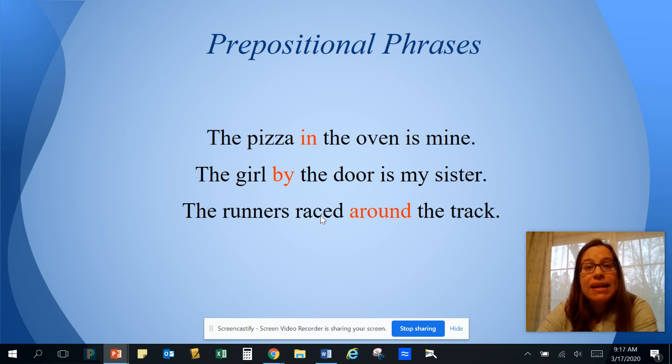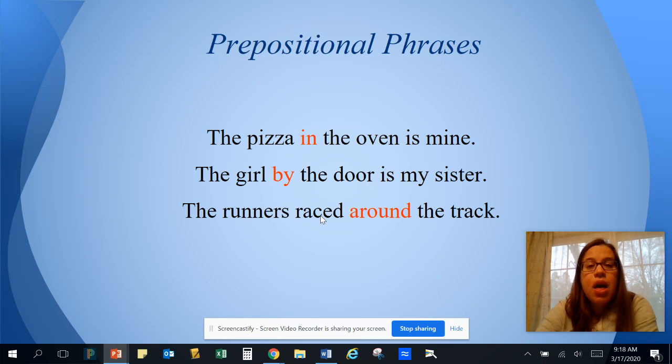Prepositional phrases end with a noun. And so if we look, in is our preposition. It ends with in the oven. So oven is what will be called, what you'll learn in a sec, the object of the preposition. So our phrase is in the oven. If you take the phrase out, the pizza is mine, that sentence still makes sense. The prepositional phrase is just giving us extra information about the sentence.